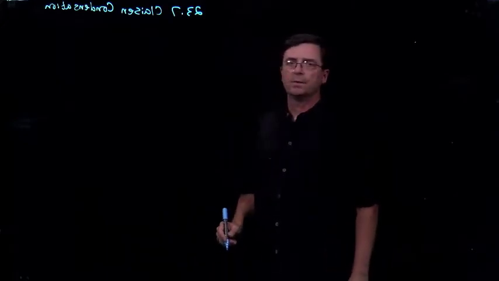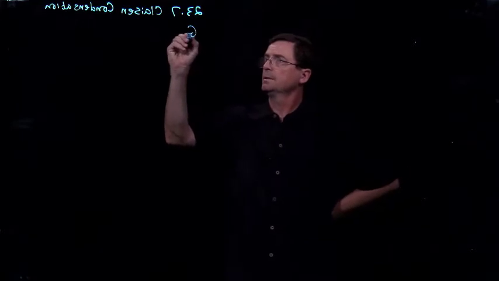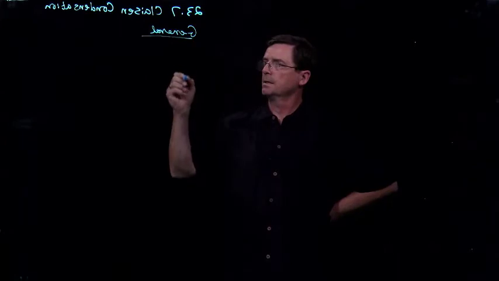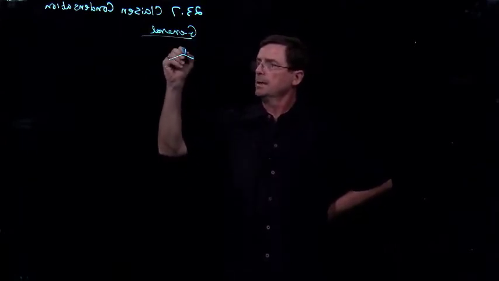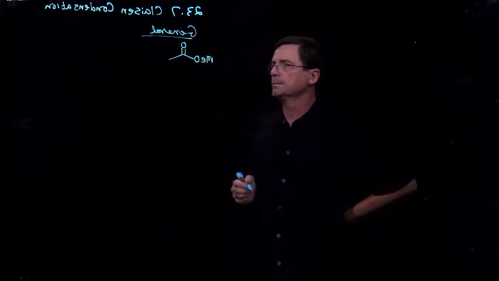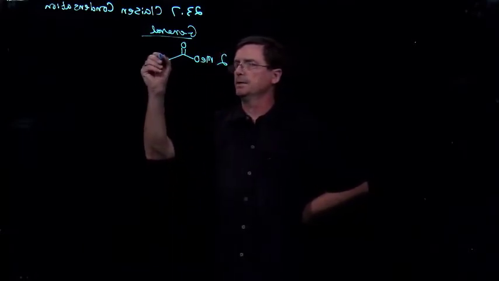All right, section 23.7, the Claisen condensation. First, a look at the general reaction for the Claisen condensation. We're going to look at the condensation of two esters. For simplicity, I'm simply going to call this one a methyl ester. And in fact, we need two of these.